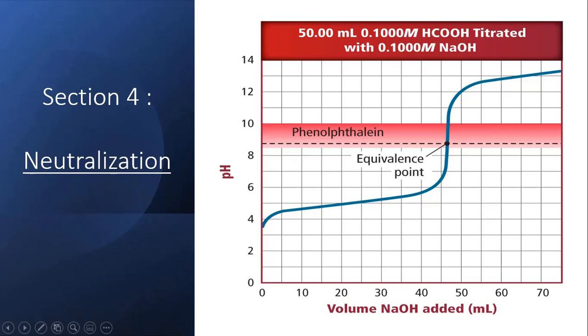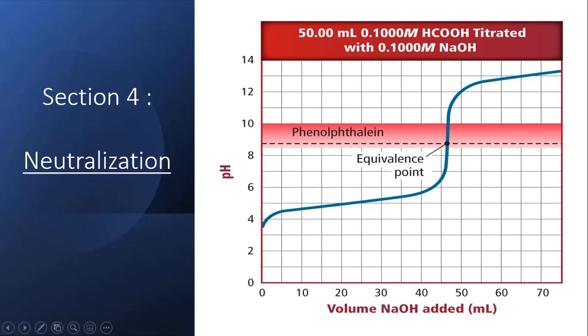This diagram here shows you adding 50 milliliter of 0.1 molar of HCOOH acid that is titrated with 0.1 molar of NaOH. So you have acid is added to a base here. So how much of NaOH was added? If you added, let's say 47 here, 47, yes, you will have equivalence point.